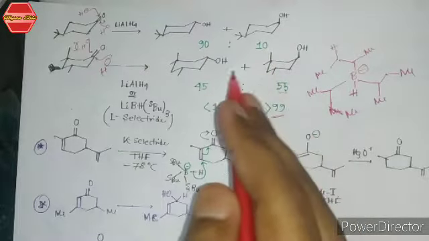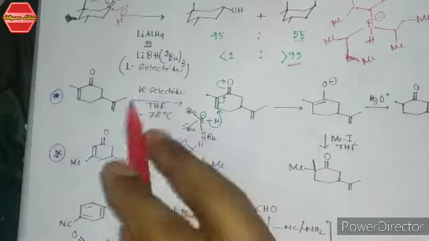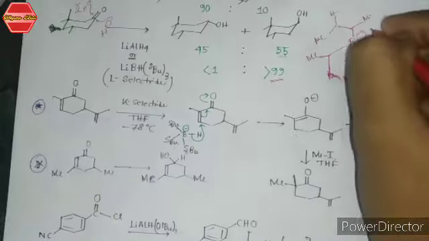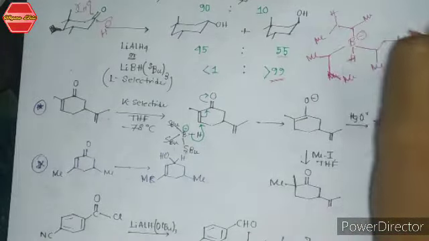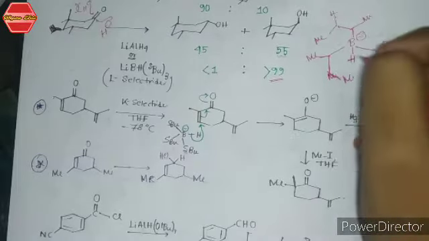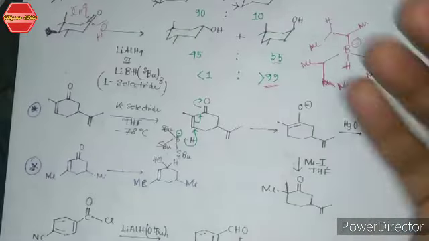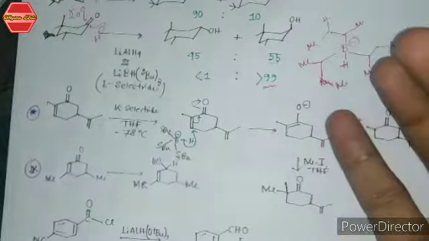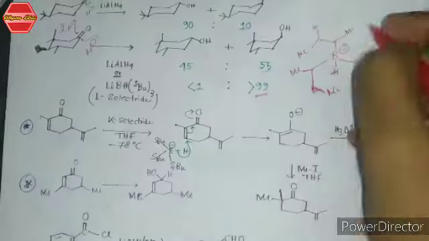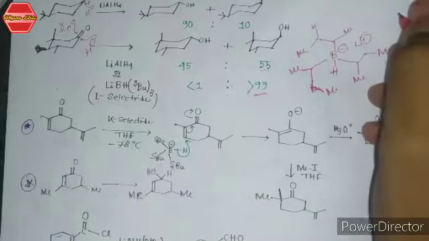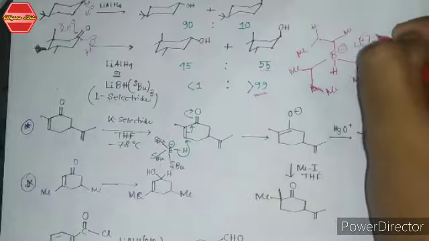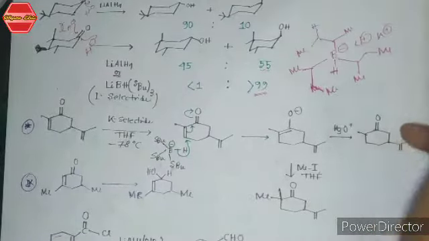Okay, so this is very much important for your exams. And then another example of L-selectride. Now see this borohydride, this is a secondary butyl group. If you use lithium here, that is called L-selectride. If you use potassium, that is called K-selectride.